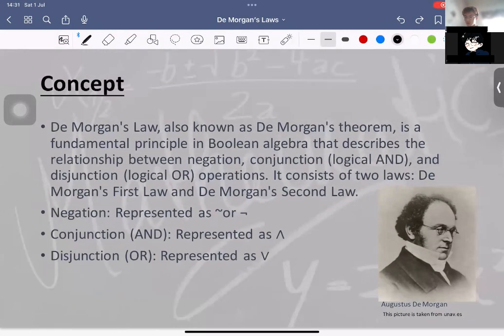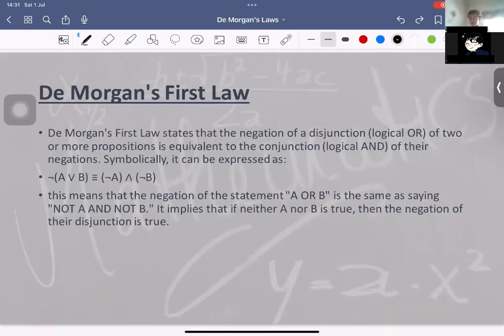For the logical operators, the negation is represented by these two symbols, but normally we use this symbol to represent the negation. Conjunction is represented as this, and disjunction we represent with the symbol V. So, De Morgan's first law.